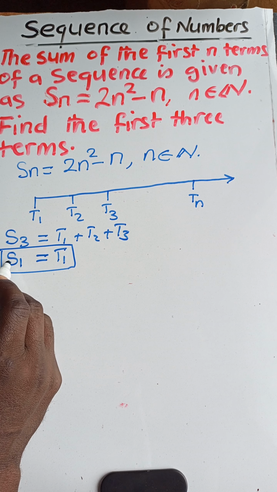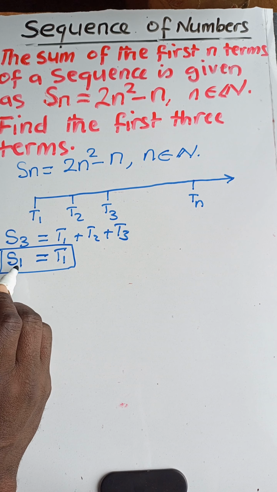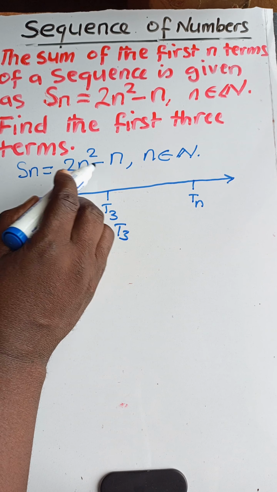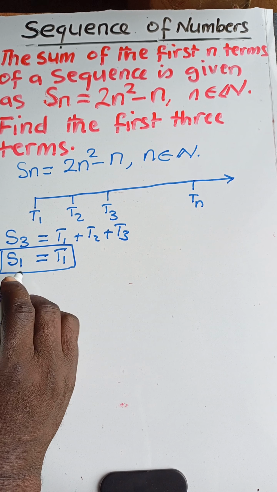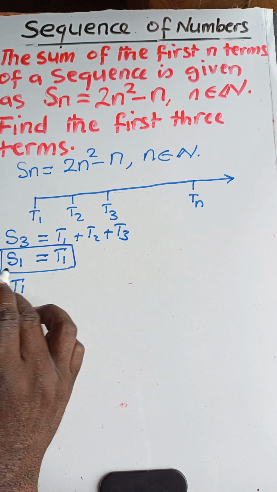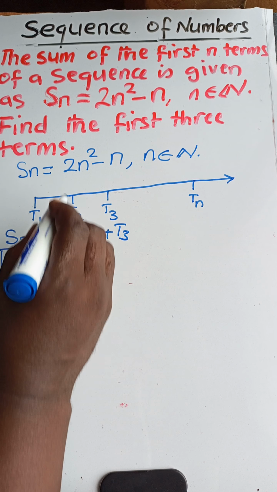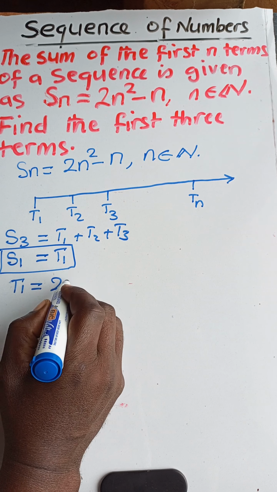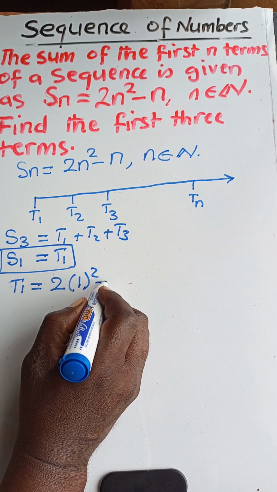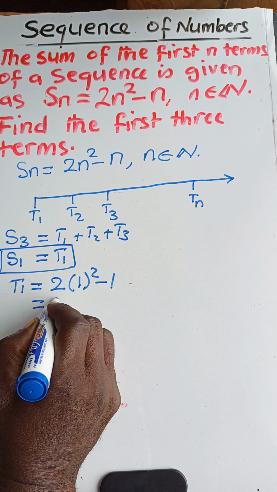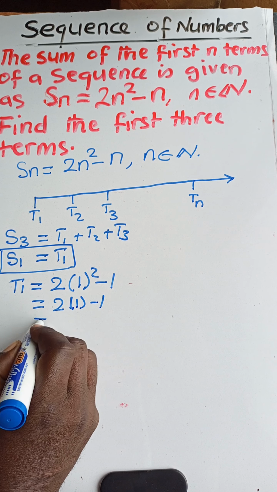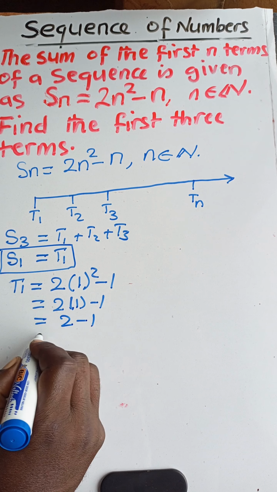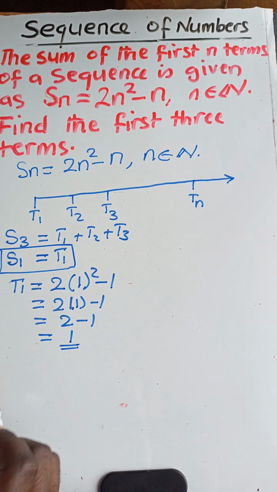Once we remember this, then we'll be able to generate the other two terms, which form the first three terms. With S1, it simply means we're going to put 1 in this formula to have the first term. And so the first term, T1, will be equal to, we'll put 1 in the place of n. That gives us 2 into 1 minus 1, which is 2 minus 1, which is 1. So our first term is 1.